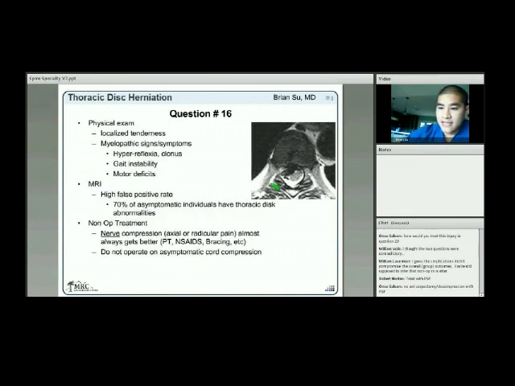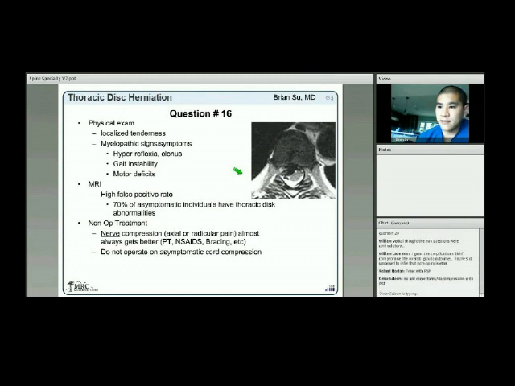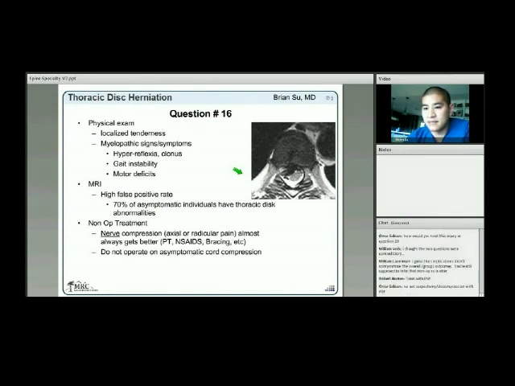So localized tenderness, myelopathic signs and symptoms, once again, hyperreflexia, clonus, gait instability, motor deficits. These are all things associated with spinal cord compression. Remember, an MRI can have a high false positive rate. Just because they show you somebody with a thoracic disc doesn't mean it has to be symptomatic. You have to go on the clinical vignette and read their physical exam and read their signs and symptoms.